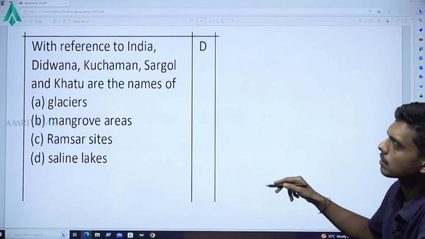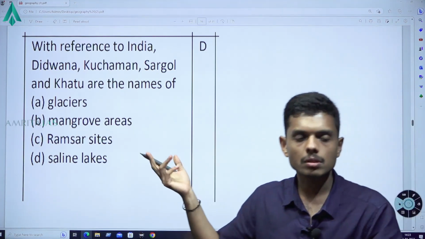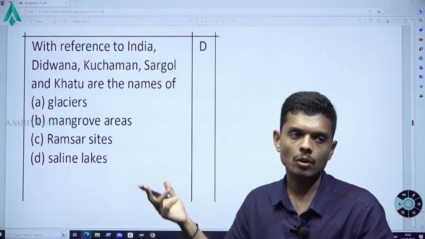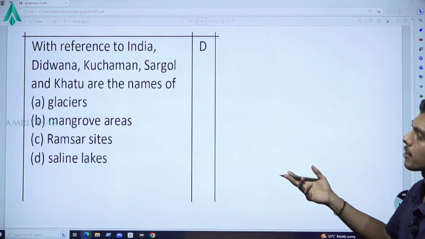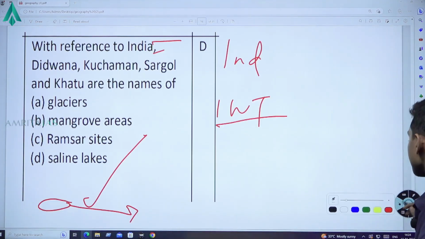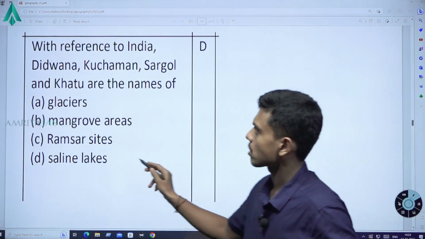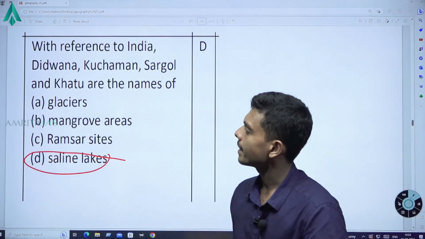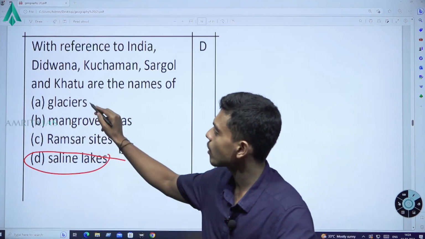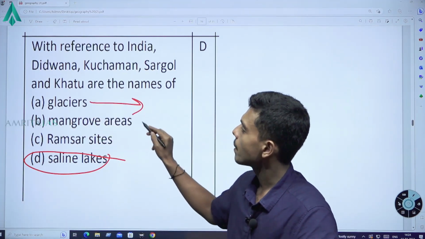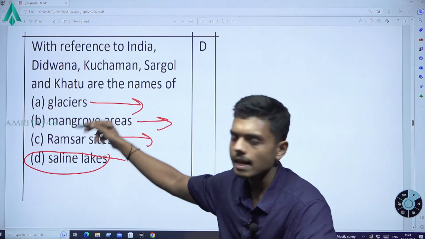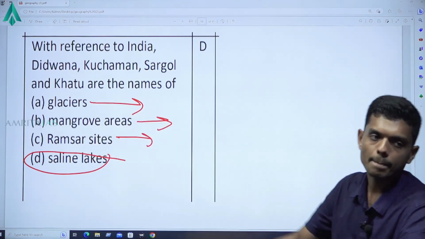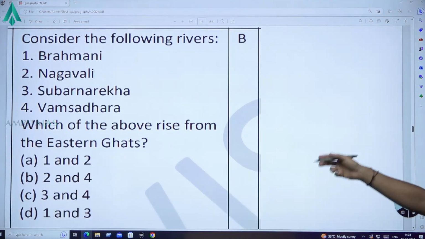Again, lakes. 2022, the question came from the world perspective, world lakes. Here, 2021, the question was from the Indian lakes. These are the saline lakes of Rajasthan, Didwana. So ideally what you are supposed to do is study all the major glaciers, major mangrove areas, major Ramsar sites, because any of these can be the question this year. Okay. Again, rivers.